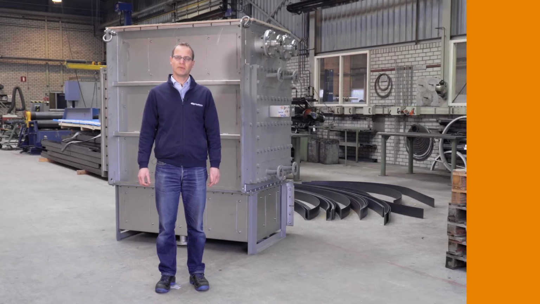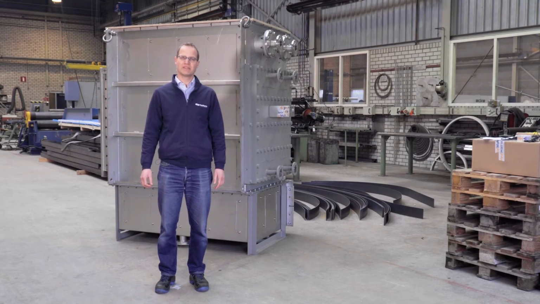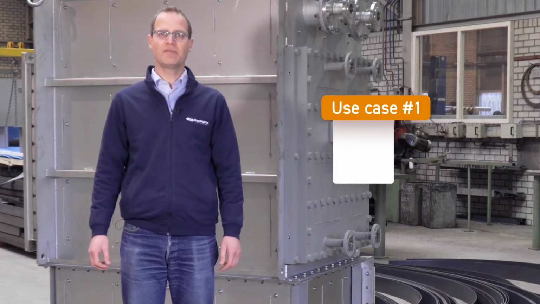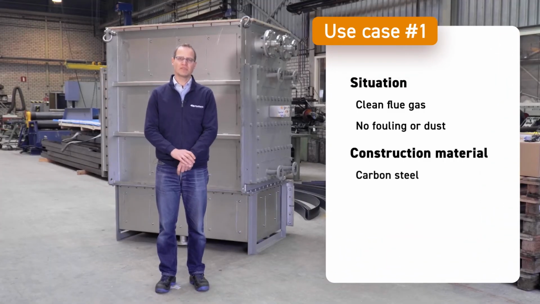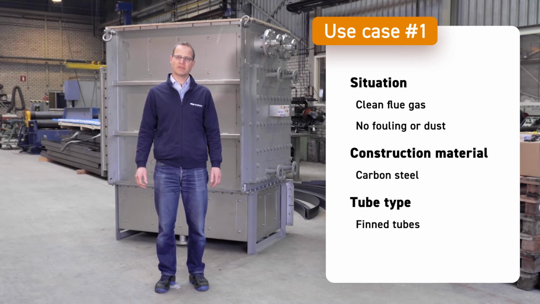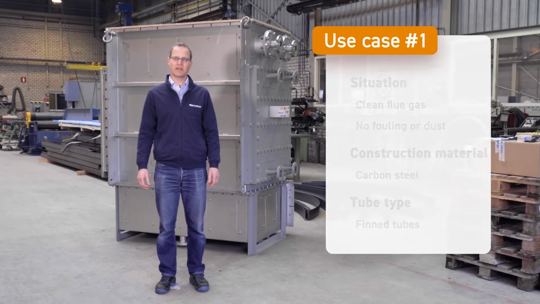I will go through four different usage cases. The first case is a clean flue gas that doesn't contain dust or fouling. In that case, carbon steel with fins can be considered to have a compact and economic design.